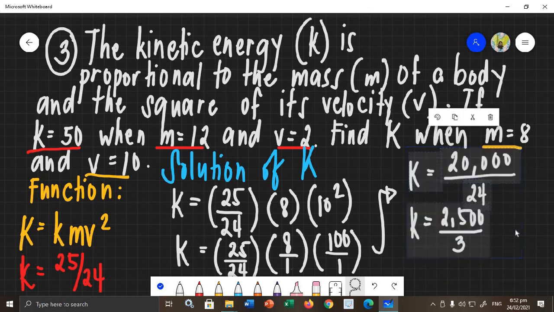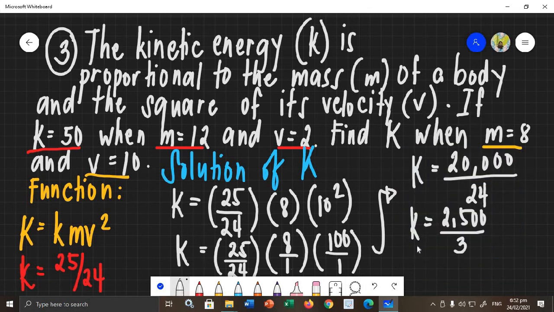But then we are talking about kinetic energy. Sa science to, kadalasan, no? And sa science, mas tinatanggap nila if the answer, like most of the time, the answer is in decimal form. So, gagawin natin si 2,500 over 3 in decimal form. And the answer is 833.33. And we are talking about kinetic energy, no? So, lalagyan natin siya ng unit. So, ang unit for kinetic energy is in joules, no?